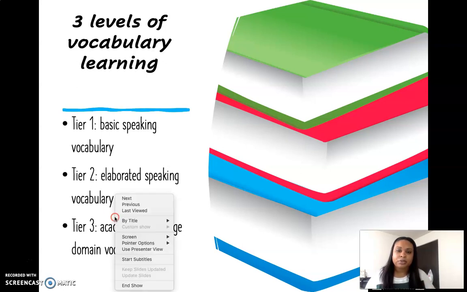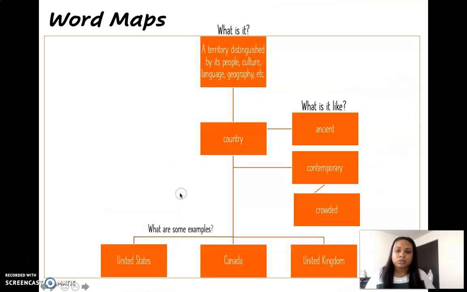Moving forward, we're going to discuss word maps. Now, a word map is a type of graphic organizer, and it shows the nature of a word's meaning relationship. Now, it's important that students understand that this type of graphic organizer is used to address 3 important questions.